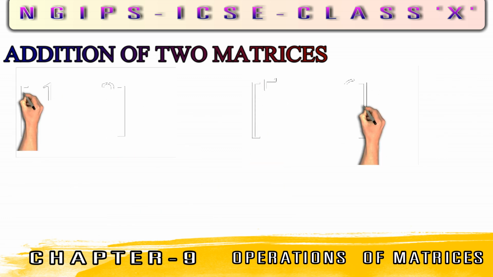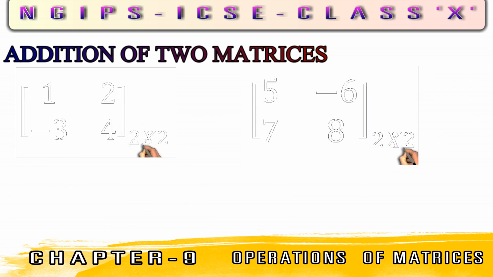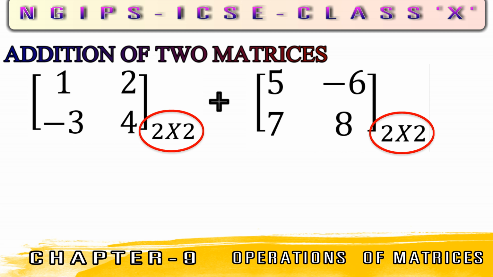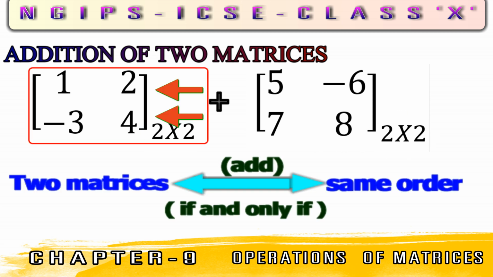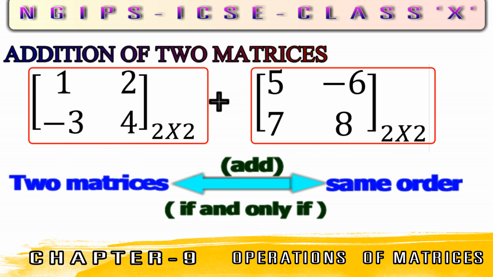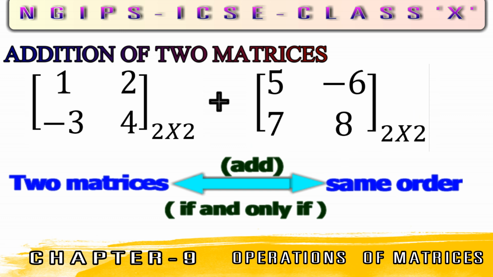Here is another example. Can these two matrices be added? Find the order of each and see if addition is possible. The first matrix has 2 rows and 2 columns. Its order will be 2 by 2. And the second matrix as well has 2 rows and 2 columns. Its order will also be 2 by 2. As the orders of both the matrices are the same, they can be added.